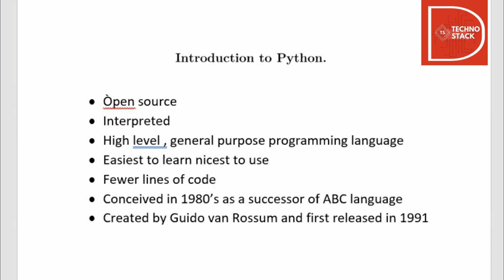So there are some basic things that you may know about Python. First, Python is open source, that is, it is freely available for everyone. It is an interpreted language, that is, you don't have to compile the code, but your entire program is interpreted line by line. Third thing is it's a high level, that is English-like level, general purpose programming language.